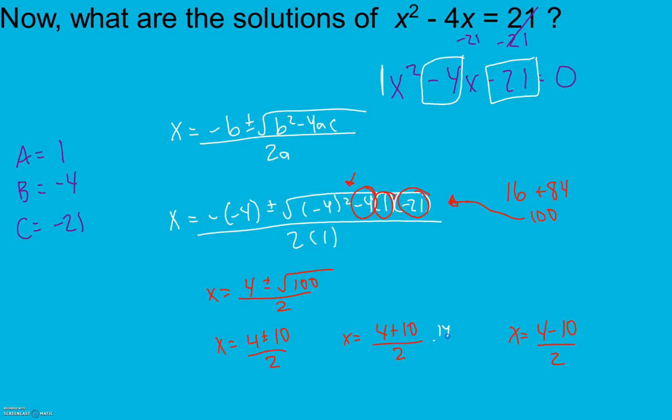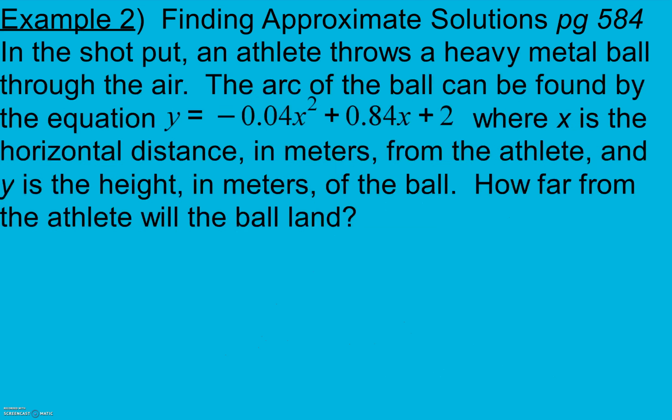4 plus 10, 14 divided by 2, which is 7. And 4 minus 10, negative 6 divided by 2, negative 3. So my two answers there are 7 and negative 3.